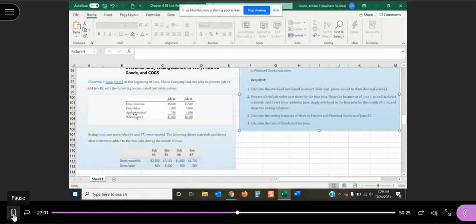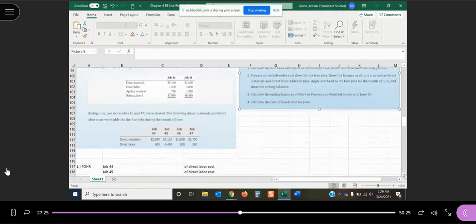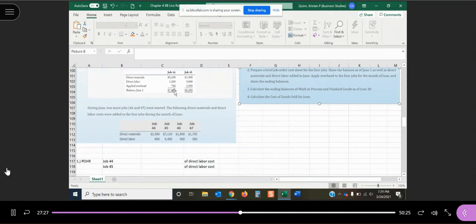Well, they did provide us something. They provided us how much overhead was applied to jobs 44 and 45 last month. And we know that that predetermined overhead rate is calculated at the start of the fiscal year, and it doesn't change. So we can utilize this information in order for us to determine what our predetermined overhead rate is in fact going to be. And we can use job 44 or 45 because it's going to yield us the same answer.